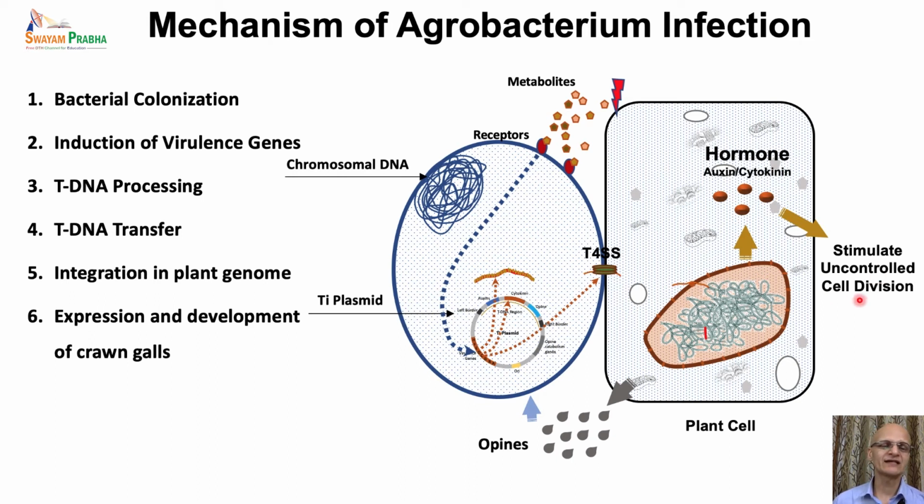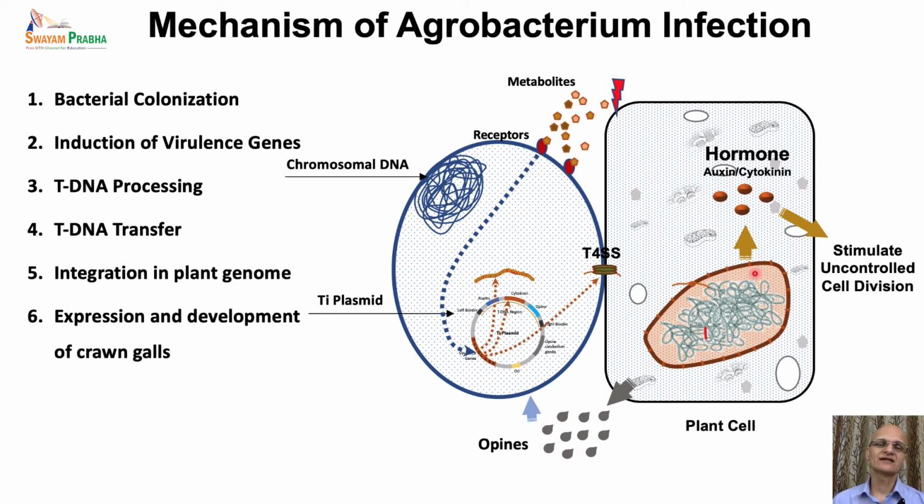So basically this process continues, that is when the tDNA which is integrated into the plant genome is expressed, it makes two components. One is that it makes the opine, so bacteria will be using it as a source of food and enjoying it and growing, and need not do anything else.